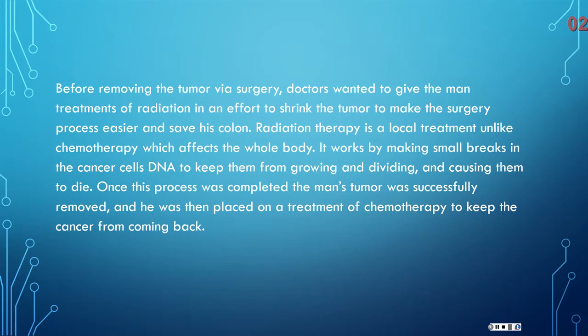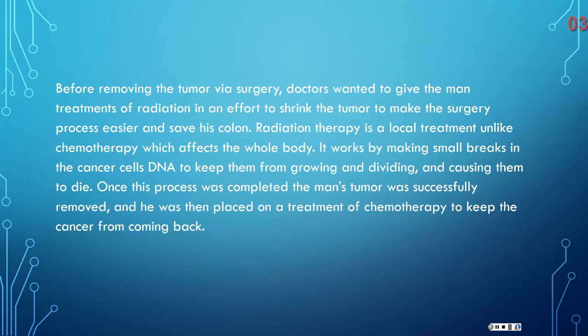Now back to our story. Before removing the tumor via surgery, doctors wanted to give the man treatments of radiation in an effort to shrink the tumor to make the surgery process easier and to save his colon. Radiation therapy is a local treatment, unlike chemotherapy, which affects the whole body. It works by making small breaks in the cancer cells' DNA to keep them from growing and dividing and causing them to die.